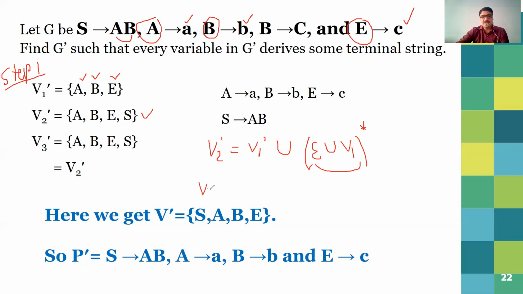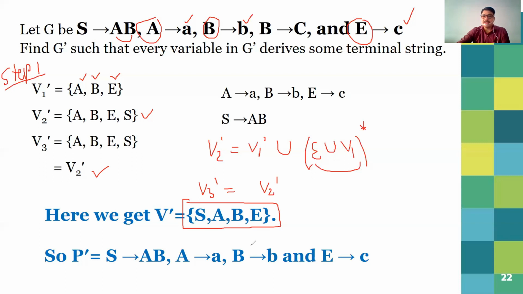Again, for V3', similar to V2', we write V2' union (terminal union V2') whole asterisk. That means anything produced by anyone: AB is produced by S, which we have already included, and BE is not produced by any other variable, SE and SB are not produced by any other variable either. That means V3' is equal to V2'. So finally, the set of variables is S first, because S is the start symbol, then S, A, B, and E.